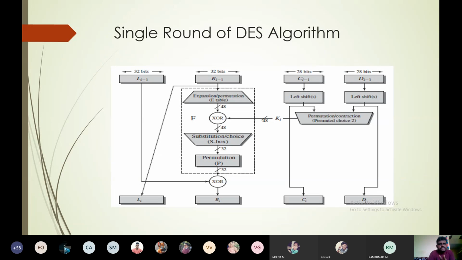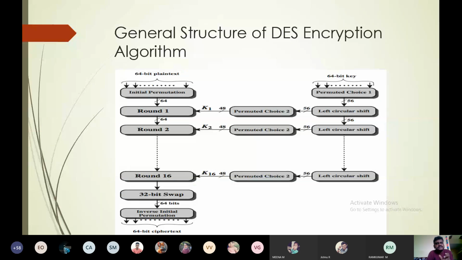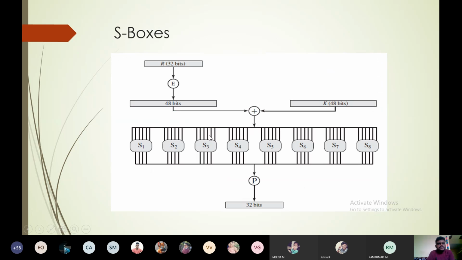We have three important diagrams in this question. This is the first diagram, which is nothing but the general structure. This is the second one, which is a single round diagram. And the third diagram we have seen now is the substitution box, how the 48 bits are converted into 32 bits. So this will be the third diagram, that is the S box diagram.